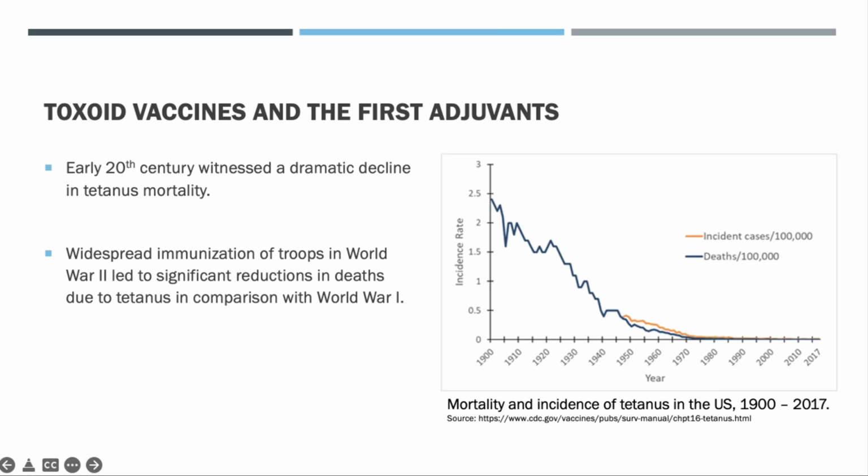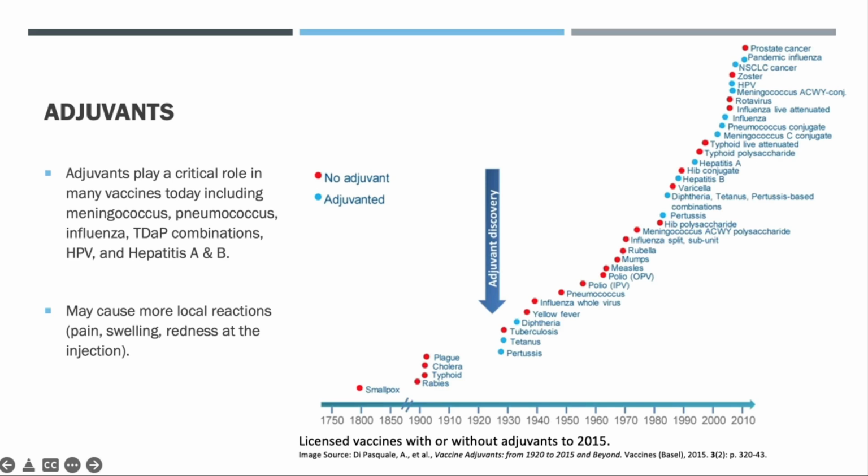Just looking at the mortality and incidence of tetanus in the U.S., as we all know, it declined greatly with the early 20th century, seeing a dramatic decline. And of course, the widespread immunization of troops in World War II led to significant reductions in death due to tetanus as compared with World War I.